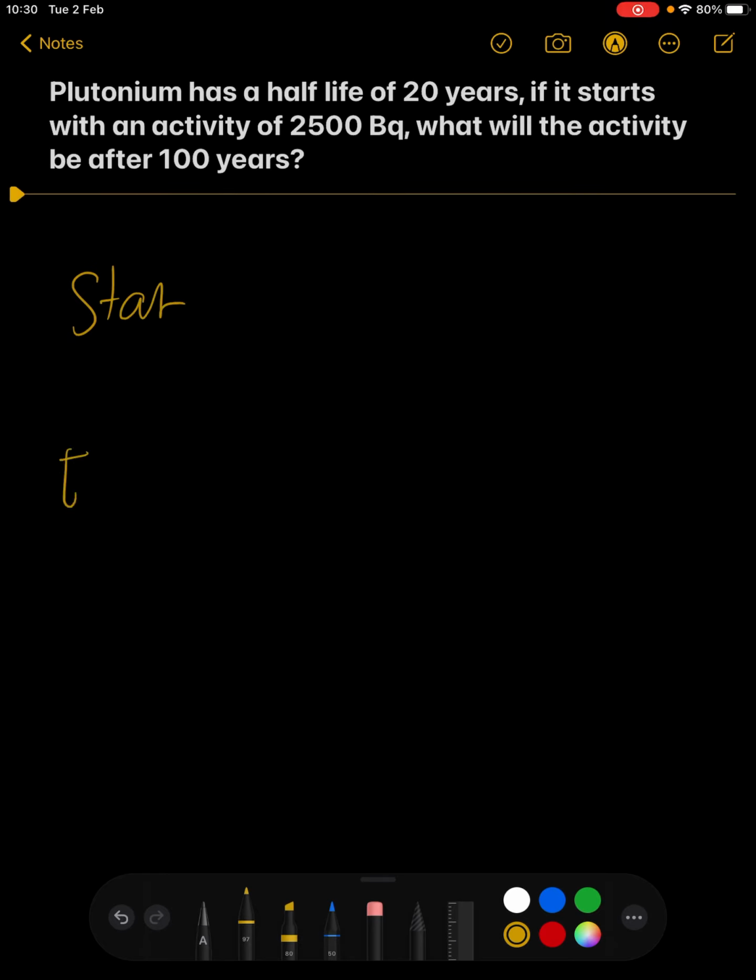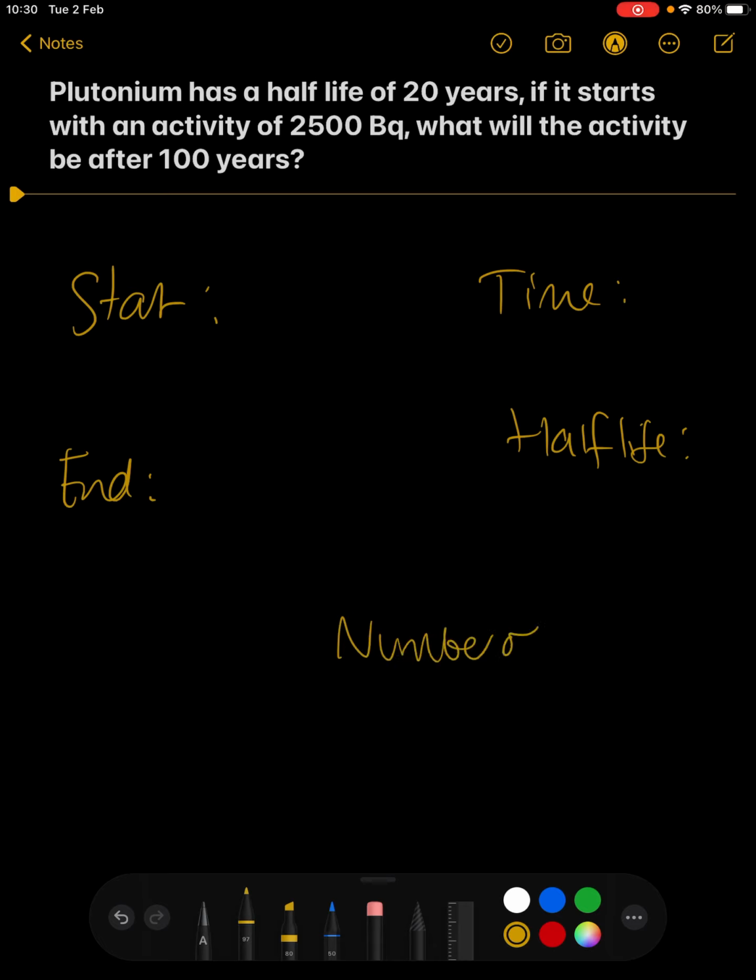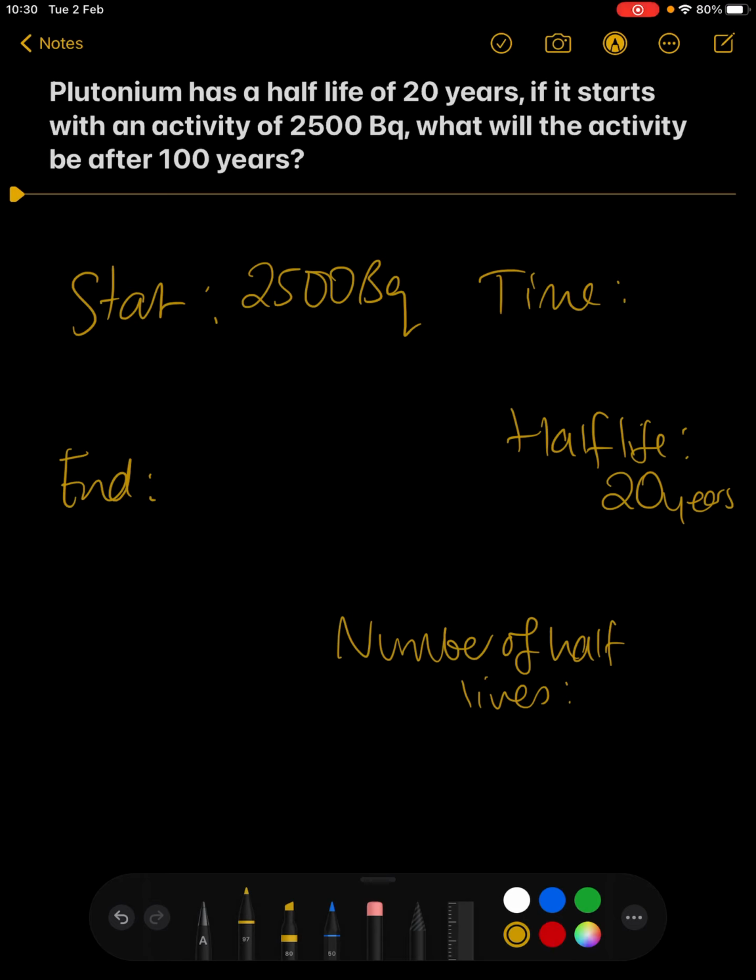Start, end, time, half-life. And do you know what? You could even put number of half-lives, because we used that in the other question, didn't we? This is one you'll always have to work out, number of half-lives. So the half-life is 20 years. It starts with an activity of 2,500 becquerel. What will the activity be after 100 years? So time is 100 years, and we're obviously working out the end.